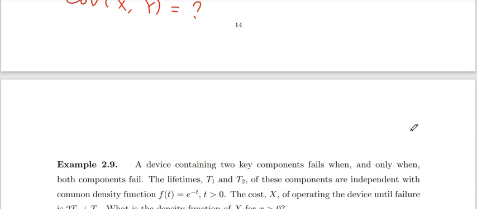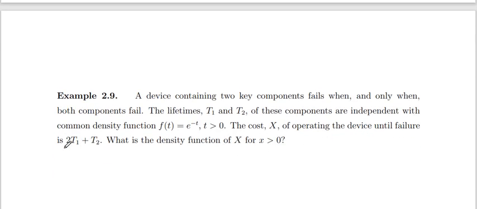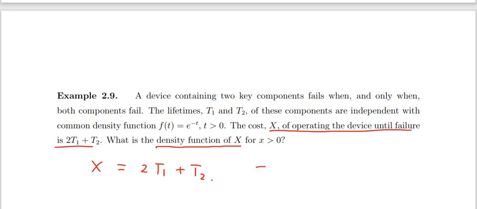Okay, so for two variables, we also can consider transformation. Or from two variables, we can produce some new variable. Like let's say we know t1, t2, we can have a new variable x, where x is 2t1 plus t2. So we want to find the density function of x.